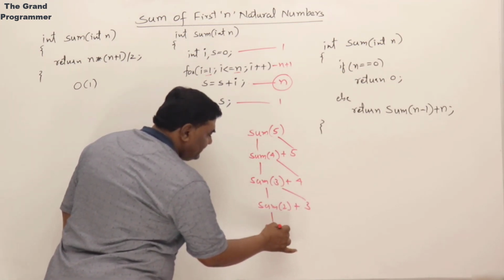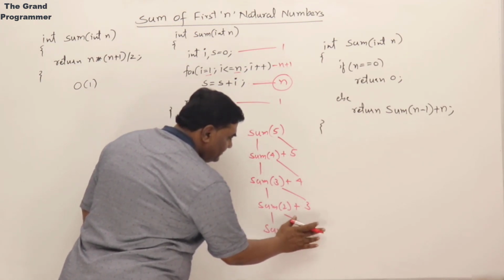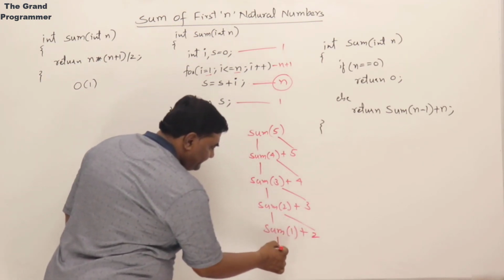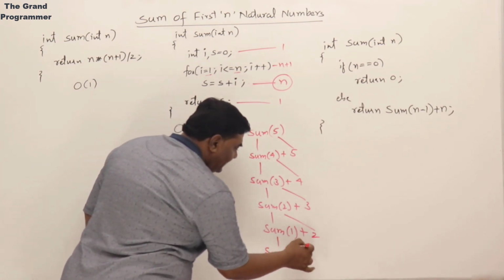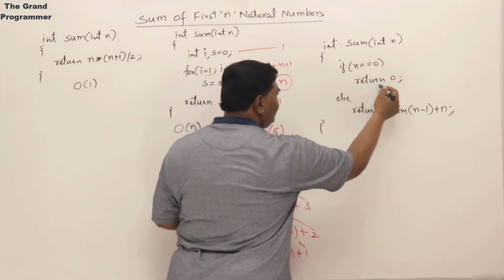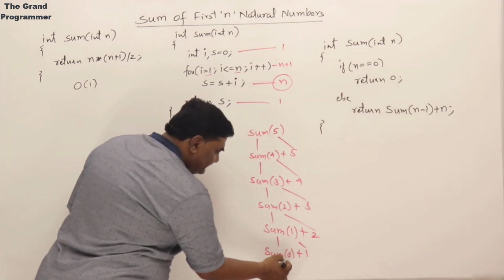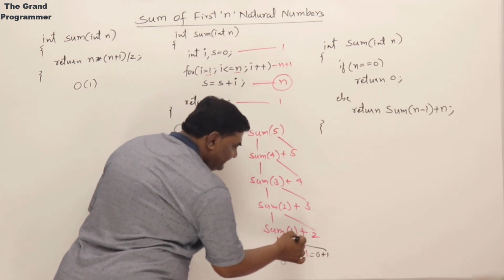Then it will make a call for sum of 2 and also add 3. Then sum of 1 and also add 2. Then sum of 0 and also add 1. Now finally, sum of 0, as it is 0, it returns 0. So this is 0. So 0 plus 1 is 1. And this is written here.